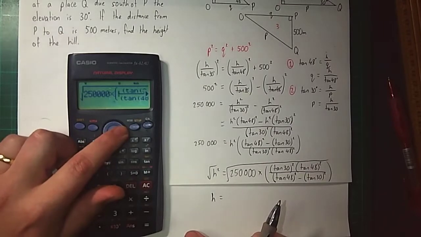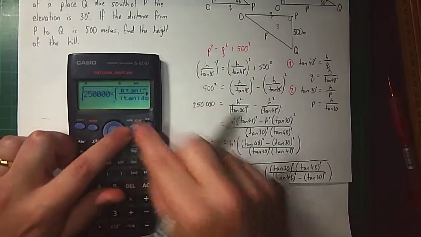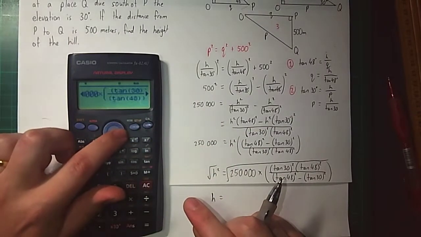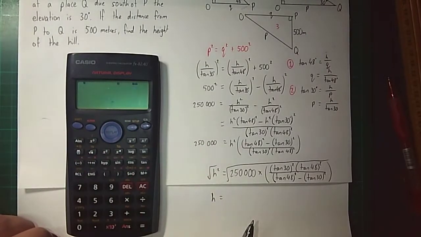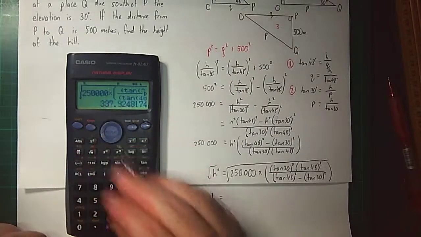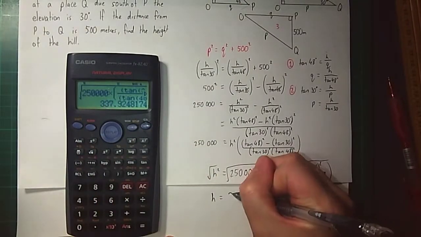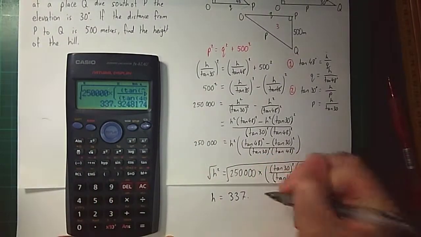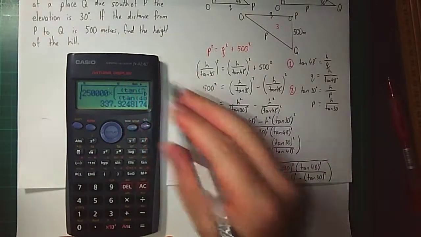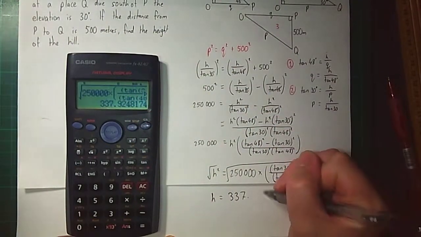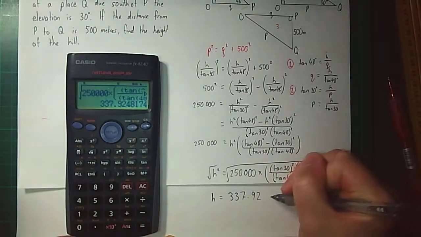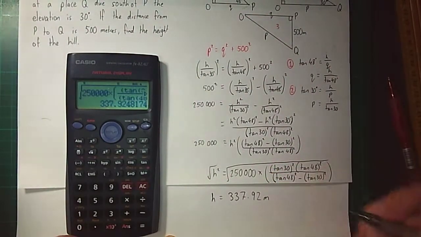Okay, and of course I made an error there. Let's just double check what that might have been. Oh, I've got a bracket there. I just need to pop it on at the end of my fraction. There we go, and we're left with our answer of 337.92, and it didn't specify how many decimal places, so we'll just do it to 2 decimal places, and that should be meters.